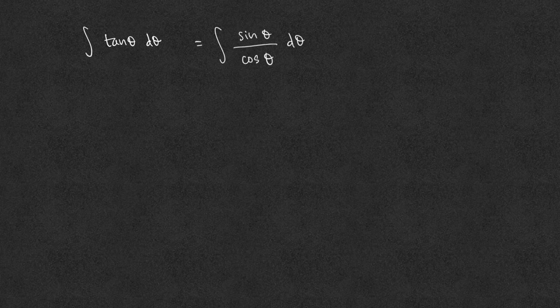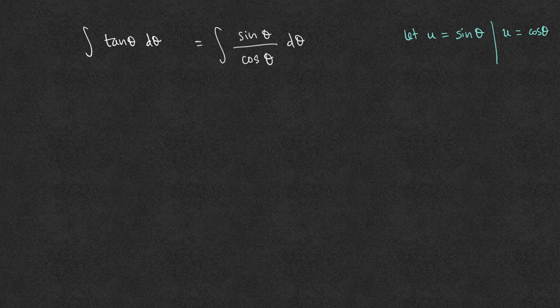At this point, we observe that the derivative of sine of theta is cosine of theta, and the derivative of cosine of theta is negative sine of theta. We now have to make a choice here, whether we should let u be sine of theta or let u be cosine of theta, and we don't know which one. The easiest way to do this is just to do one and see if it works out.